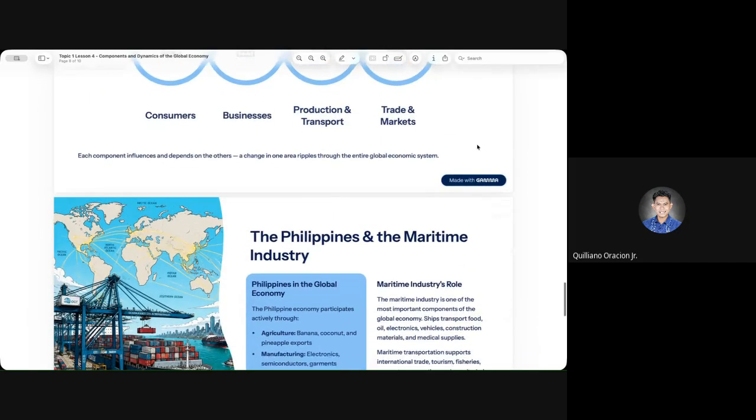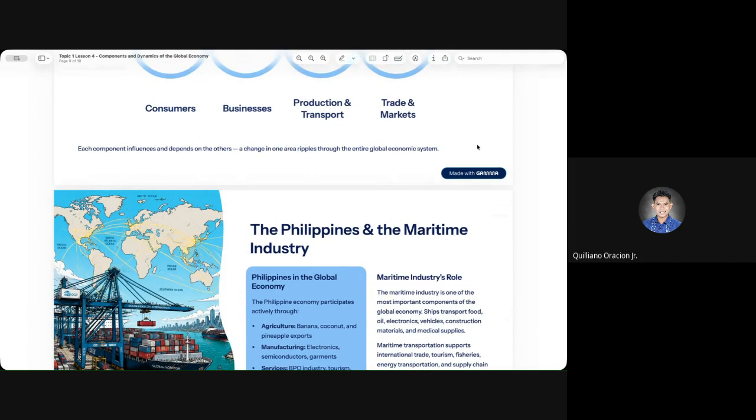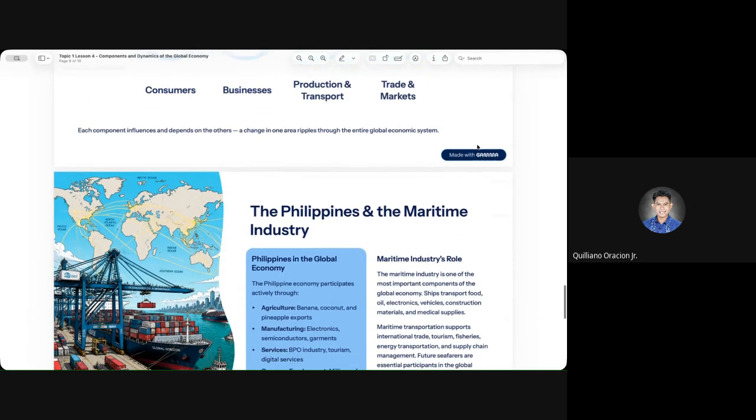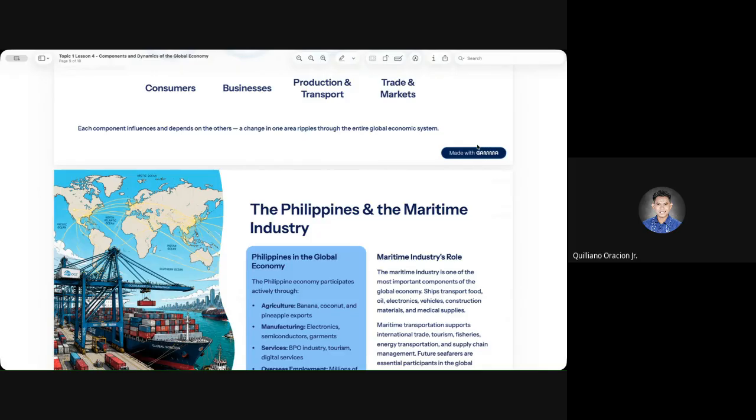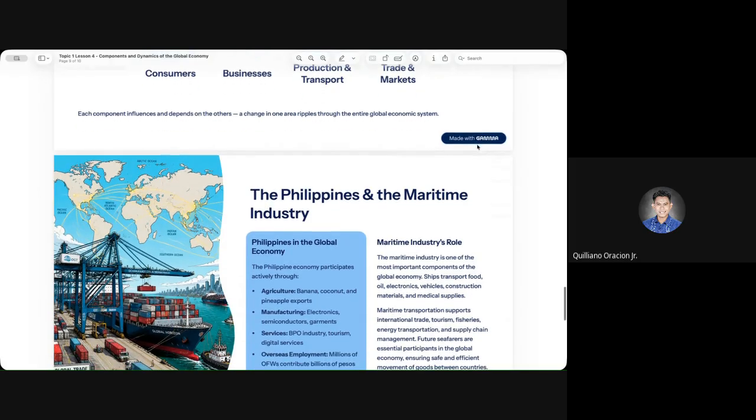Our country participates through exports, imports, tourism. We have the BPO, the business process outsourcing, agriculture, manufacturing, maritime industry. Now, which industry do you think contributes the most to the Philippine economy?